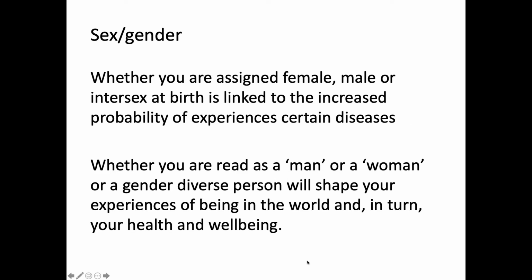Sex and gender are important determinants of health. Sex-based differences are important to consider. For example, I have a student in one of my classes who's particularly passionate about endometriosis. So endometriosis is a health condition that will only affect women. How you are socialized is also important. So being socialized as male or female impacts your experiences of life.